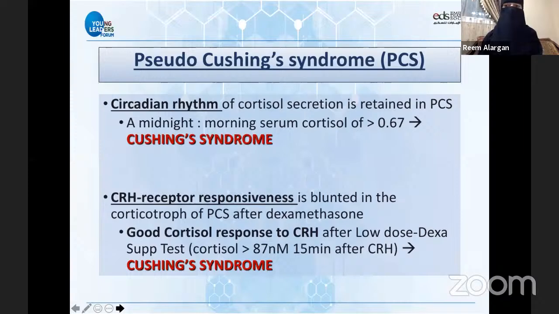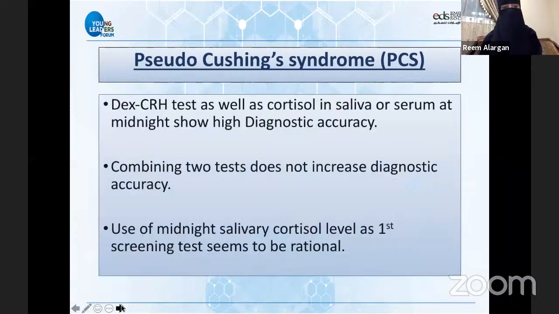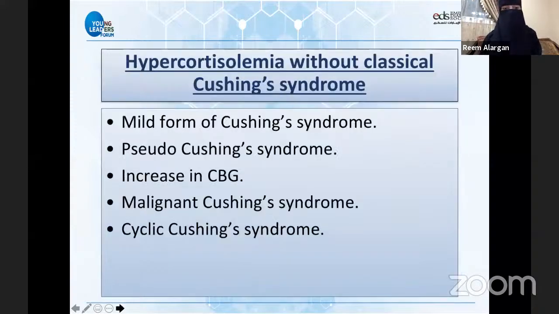The two main things which could help you differentiate between both: number one is circadian rhythm, because circadian rhythm is retained in pseudo-Cushing syndrome, however, it's lost in Cushing. The other is dexamethasone CRH testing. Patients who have Cushing syndrome usually have a good cortisol response to this test. However, pseudo-Cushing patients usually don't respond to this test. So it's suggested that we could use late night salivary cortisol as the first screening test, or we could also do the dex CRH to differentiate pseudo-Cushing from Cushing syndrome.